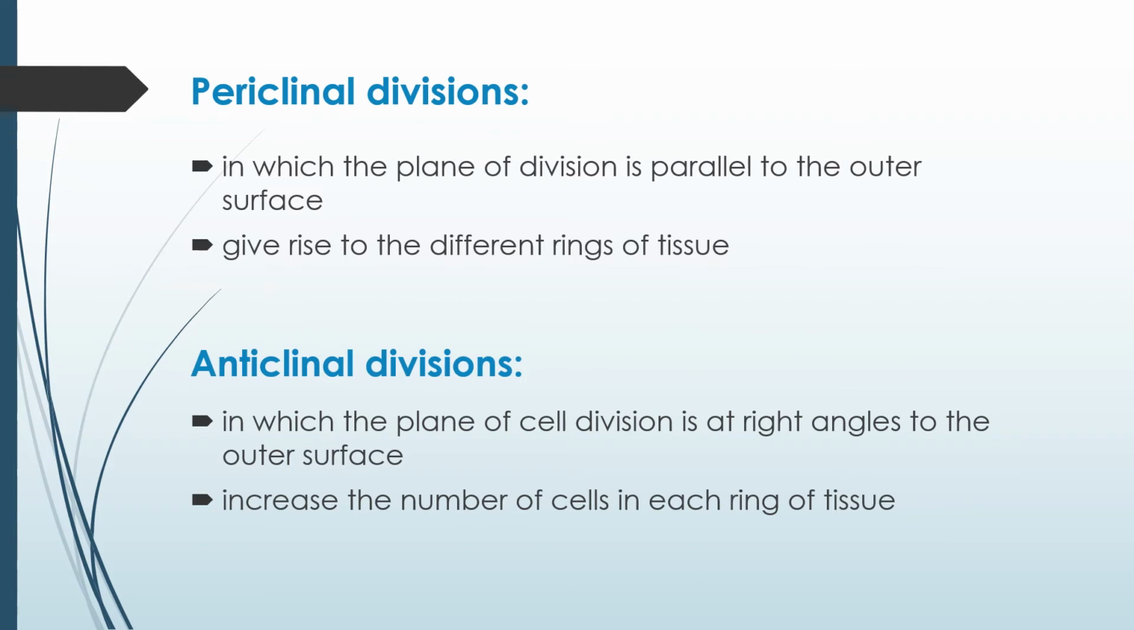So, next we have the periclinal divisions. This is where the plane of division is parallel to the outer surface. So, we are already talking about the arrangement of the cells when it comes to the growth of your plants. So, again, the periclinal is the plane of division parallel to the outer surface and gives rise to the different rings of the tissues. And then the anticlinal divisions, this is where the plane of cell division is at right angles to the outer surface. So it also increases the number of cells in each ring of tissue.